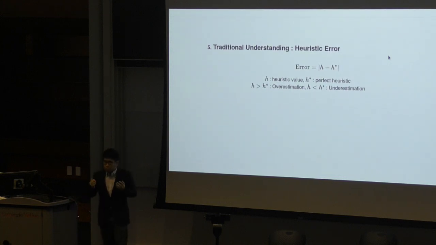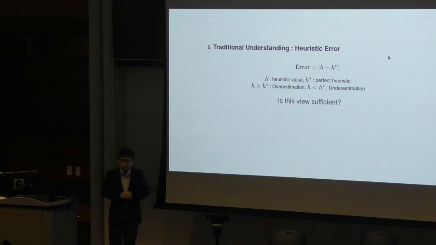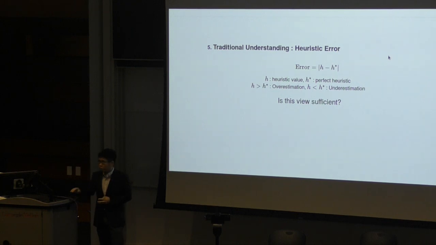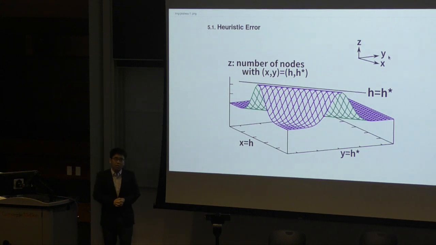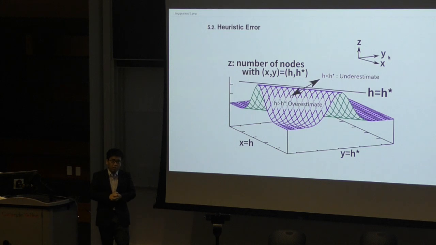So what's in common? In most cases, they use the notion of heuristic error, which is the difference between the H value and the H star value, which is a perfect heuristic. And they say something like overestimation or underestimation. But is this view sufficient for heuristic search, especially inadmissible heuristic search? That's my question. Actually, the heuristic error can be plotted in this three-dimensional plot. In this plot, the z-axis is the number of nodes with a particular heuristic value and a perfect heuristic value. And there's an H equals H star line in this space. And yes, these are overestimation and underestimation.